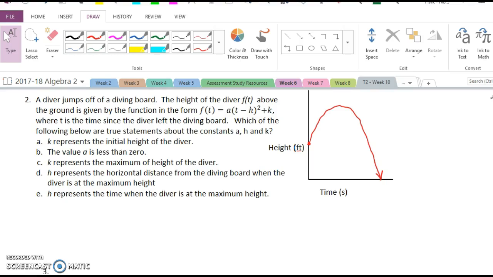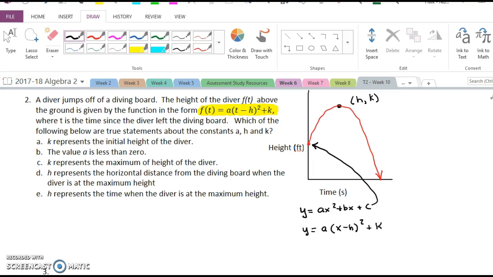The first thing to recognize is that you've got a graph, so you know this is quadratic, and you've also been given a function type. So there's two basic quadratic function types. The first is standard form, where the last value c gives you the y-intercept. And then we've got the transformed vertex form, where we are h to the right and up k for our vertex. And that's the one we're given here.